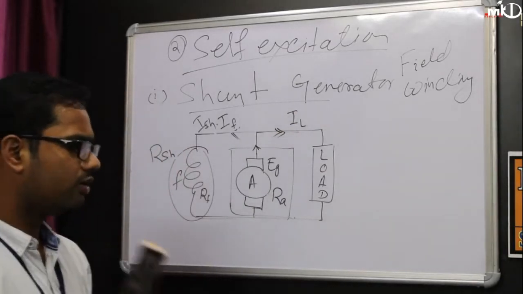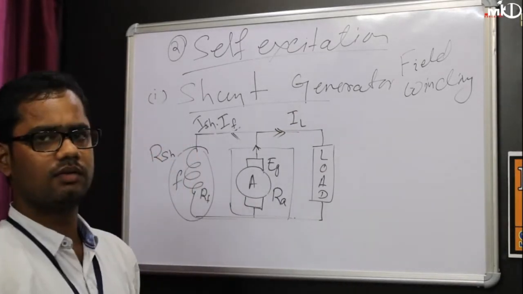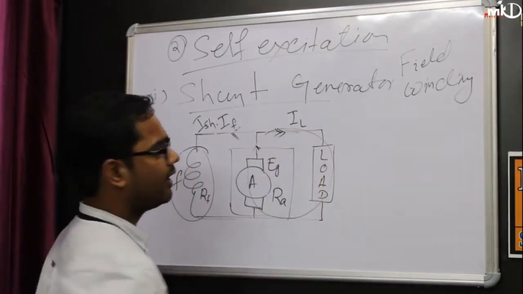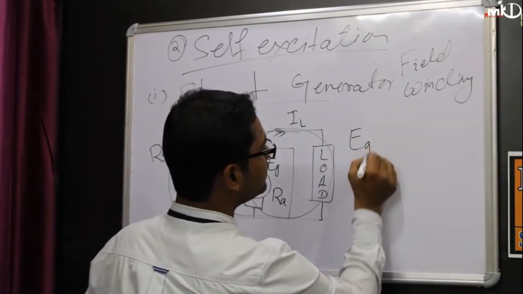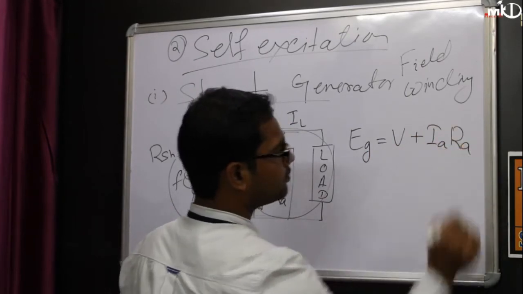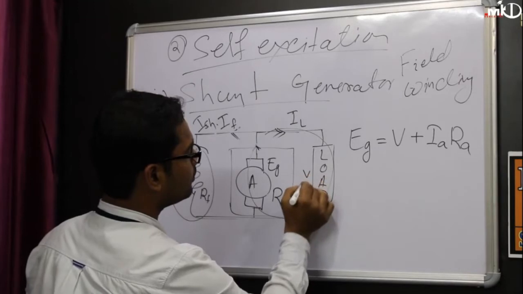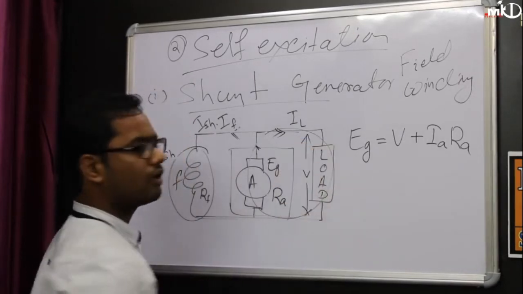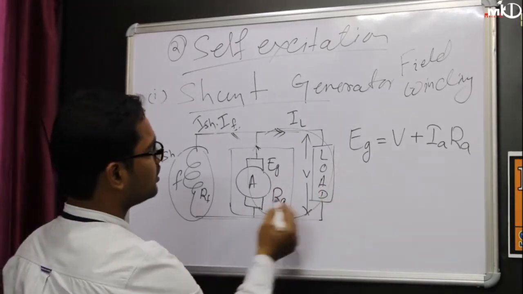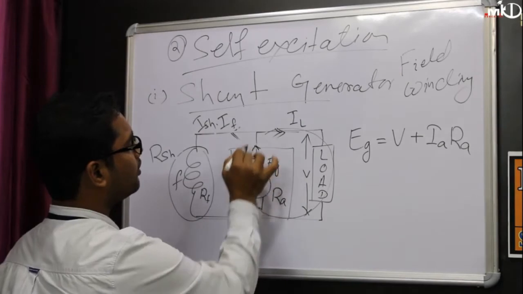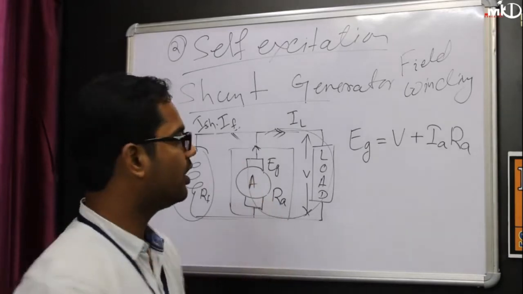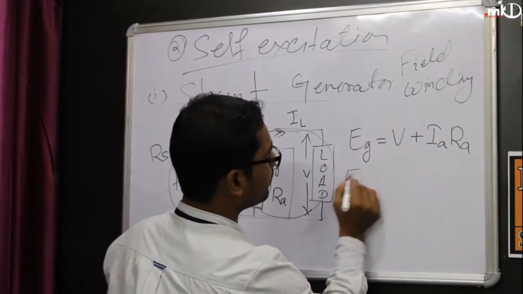If you want to find out what is the voltage generation, so if you put here Kirchhoff's voltage law, you can find the generated voltage: EG equals V plus IA RA. What is V? V is the load voltage, the voltage across your load, or you say your terminal voltage. So EG is the generation, and the current is flowing here. Always remember that whenever you have to find out the EMF equation, this is your EMF equation.